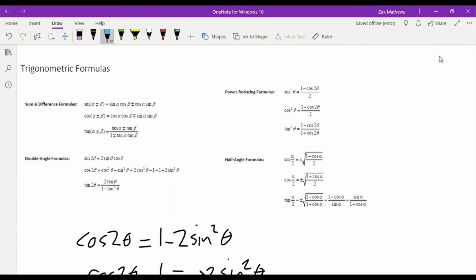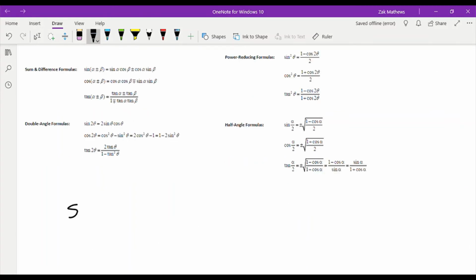So let's take a look at some examples. Let's find sine of 75 degrees.